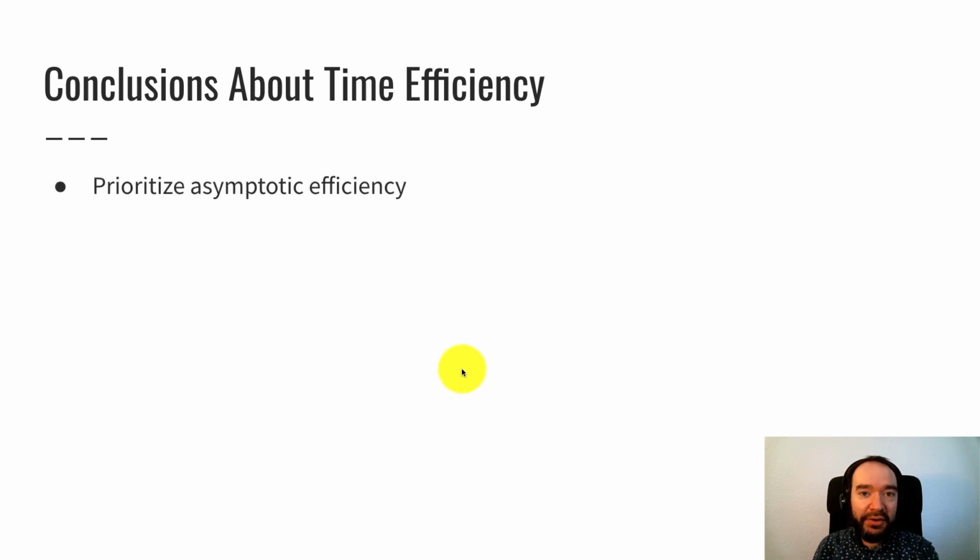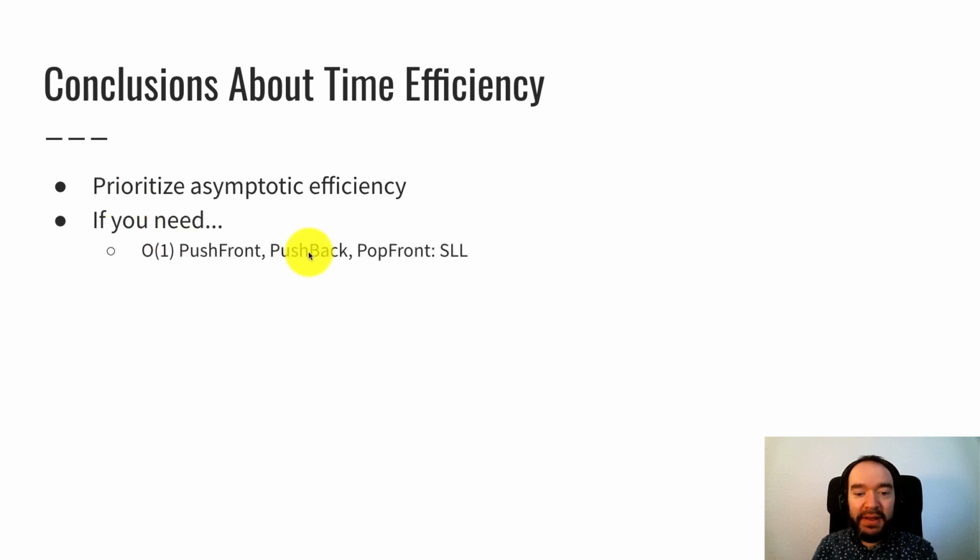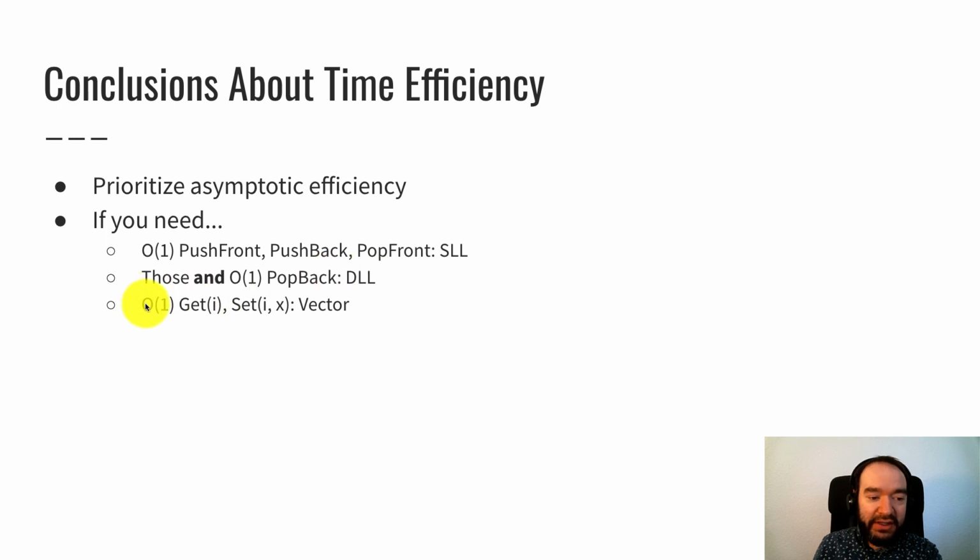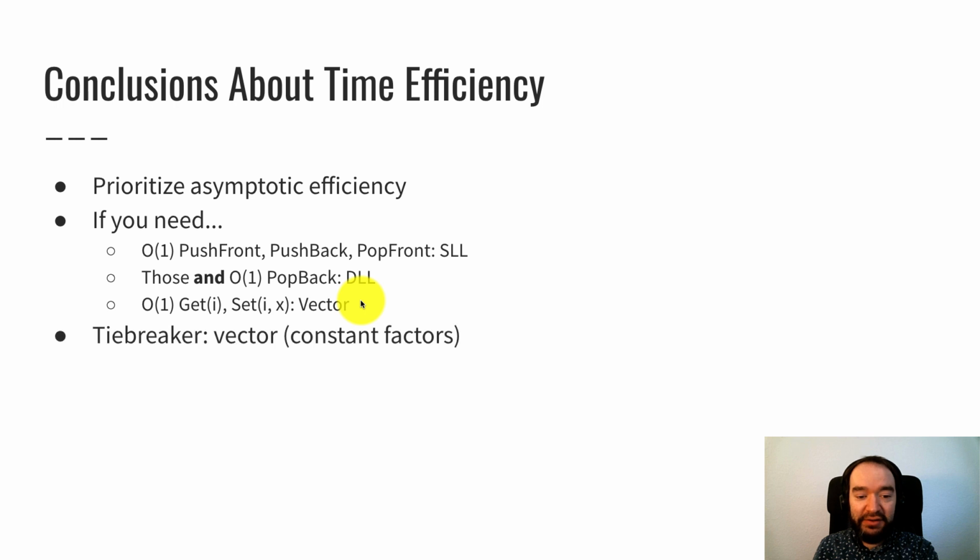So here are the conclusions we can make based on time efficiency. The first most important factor is the asymptotic efficiency of the operations you actually use, the big O of 1 versus big O of n. If you need push front, push back, and pop front to be constant time, then you should use a singly linked list over a vector. If you need those operations and you also need pop back to be constant time, then you need to upgrade to the doubly linked list because that's the only one of these 3 data structures that has a constant time pop back. If you certainly need a constant time get index or set index, you've got to go with vector because that's the only data structure that can do that.